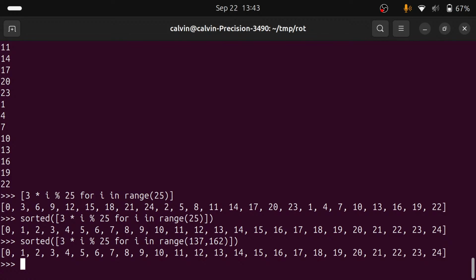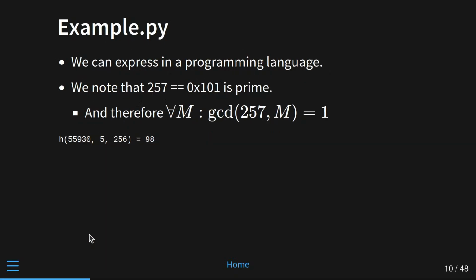So that's the usefulness of this hashing algorithm, right? I am unlikely to get the same number, or I am exactly as likely to get the same hash value as I am the number of cells in the hash table. Okay. We can express this in a programming language. We kind of did this already. It just so happens, by the way, that 257 is prime, which maybe is useful to you.